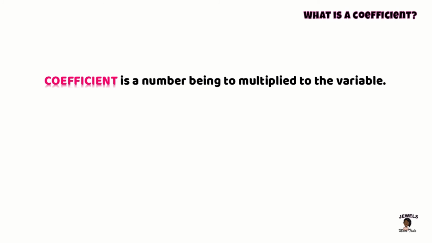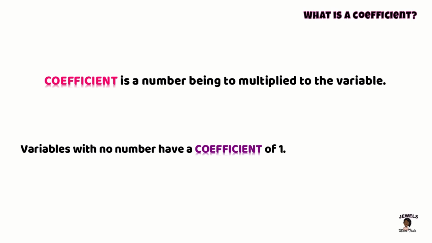Okay, so let's review before we close out. So remember that your coefficient is the number that is being multiplied to your variable. So that means that anytime that you see a number and a variable together, that number is your coefficient. And also remember that in cases where you have the variables written by themselves, you still have a coefficient and the coefficient is 1.